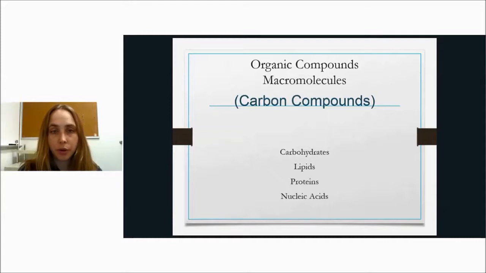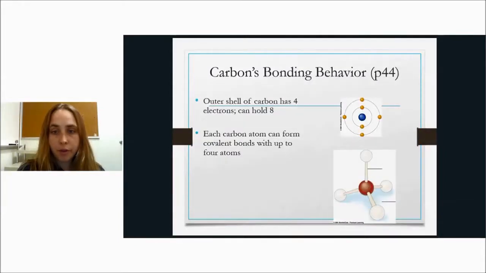When we use the word organic in biology or chemistry, we are referring to things that have a carbon backbone or are carbon-based. These four macromolecules are carbohydrates, lipids, proteins, and nucleic acids. Carbon is the backbone of all these macromolecules because of its unique bonding capabilities.